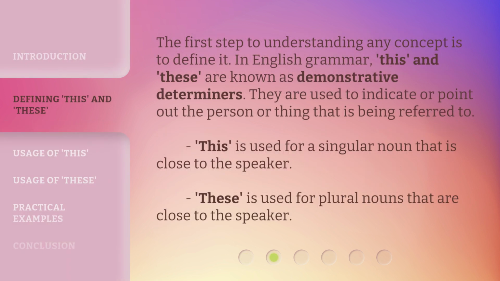The first step to understanding any concept is to define it. In English grammar, this and these are known as demonstrative determiners. They are used to indicate or point out the person or thing that is being referred to. This is used for a singular noun that is close to the speaker. These is used for plural nouns that are close to the speaker.